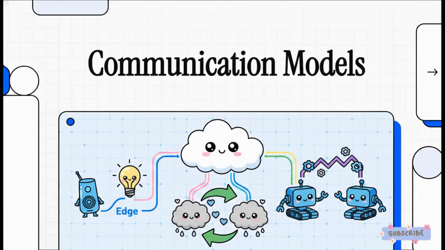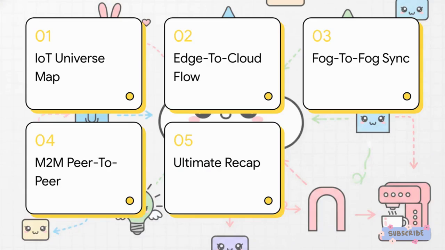We'll be exploring the three core communication models: edge to cloud, fog to fog, and machine to machine. Here's our roadmap for today. First, we'll map out the IoT universe, then dive into the edge to cloud vertical flow, check out fog to fog horizontal coordination, drop down to machine peer-to-peer, and finally, wrap it all up with the ultimate recap. Let's get right into it.